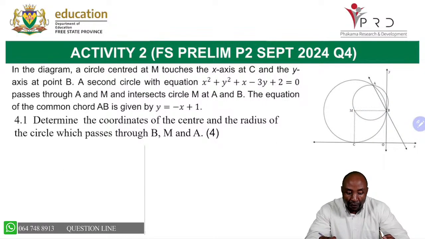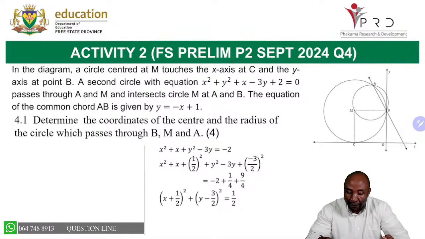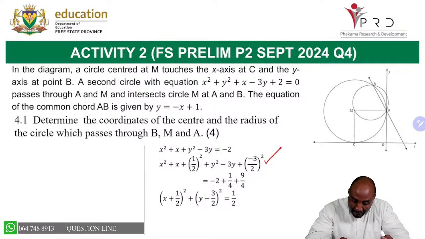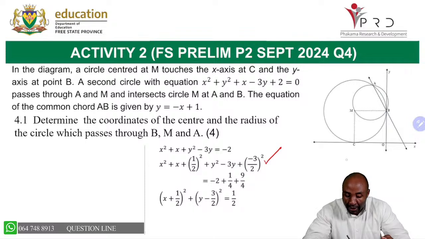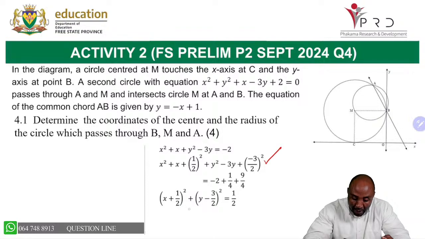We use the method of completing the square. On the left-hand side, we add half the coefficient of x, which is half, and half the coefficient of y, which is negative 3 over 2. You square it, and you also add it on the right-hand side. So from there, we'll get our equation as x plus half squared plus y minus 3 over 2 squared is equal to, when you add these, they will give you half.